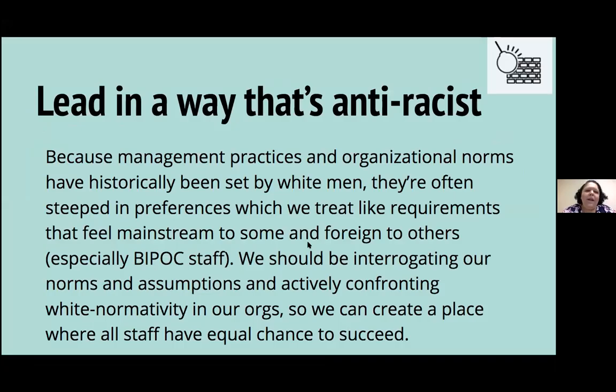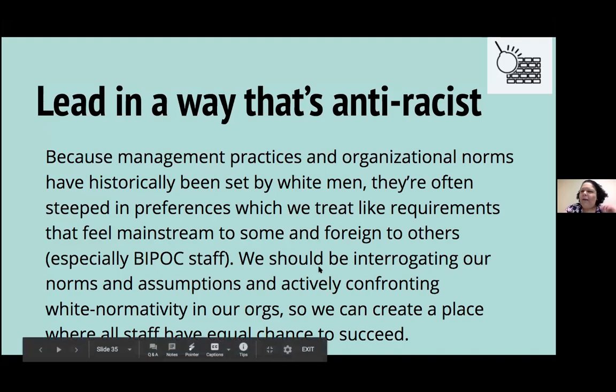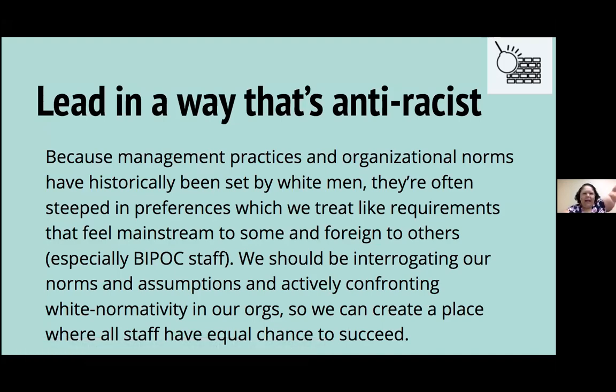All right, I want to move us to lead in a way that's anti-racist. And a lot of us have heard this. We're talking, orgs are releasing anti-racist statements. We're Black Lives Matter, we're anti-racist, we're against anti-Blackness. And yet our handbooks ain't changed though. And we're still managing people to bulleted lists and spreadsheets.